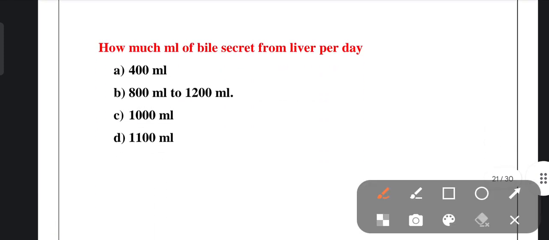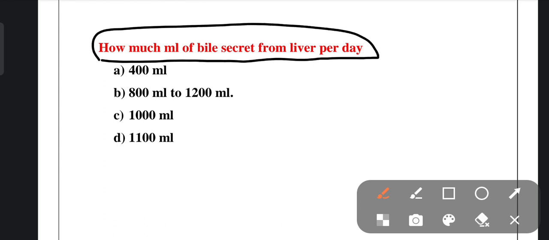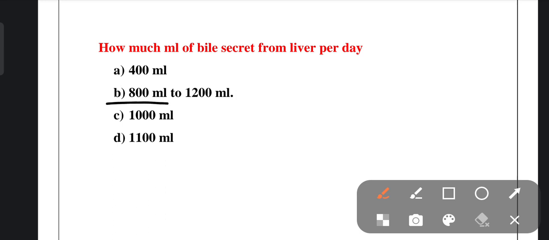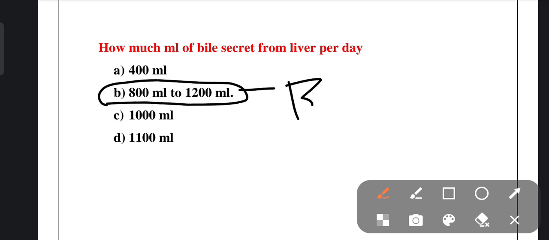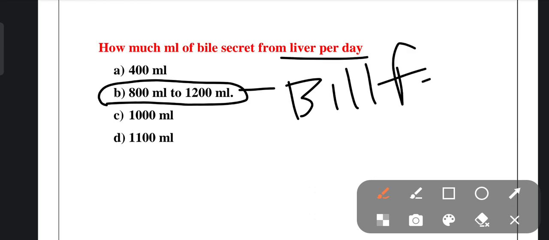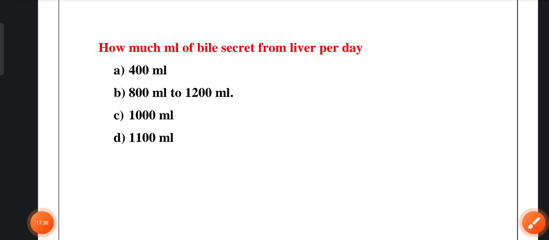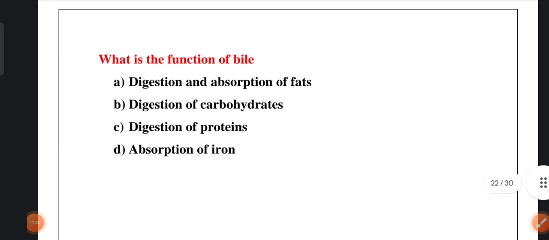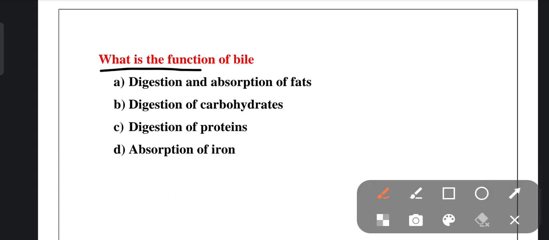So the next question is, how many ml of bile is secreted from the liver per day? Previously I asked about pancreatic juice. Presently I am asking about bile. 400 ml, 800 to 1200 ml, 1000 ml, 1100 ml. The correct option is 800 to 1200 ml of bile secreted from the liver. Okay, per day 800 to 1200 ml of bile will be produced from the liver.